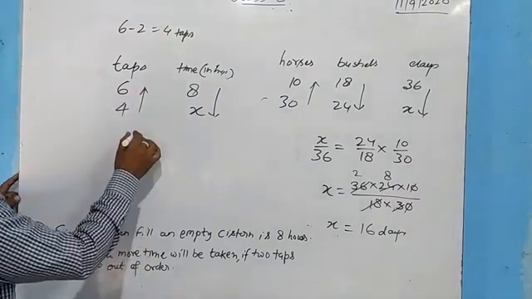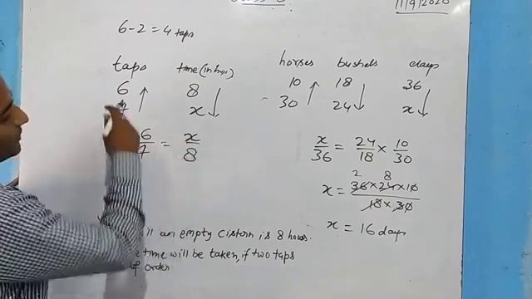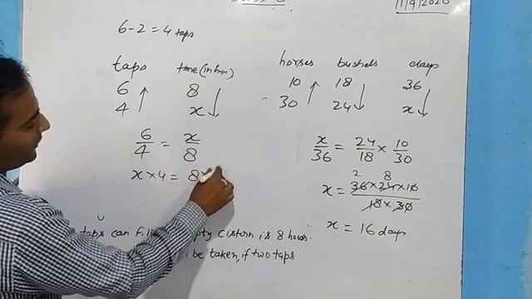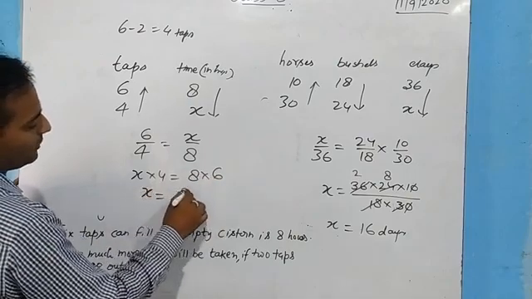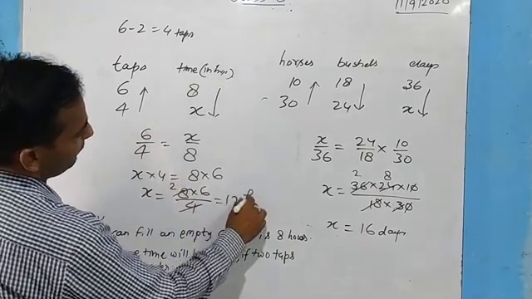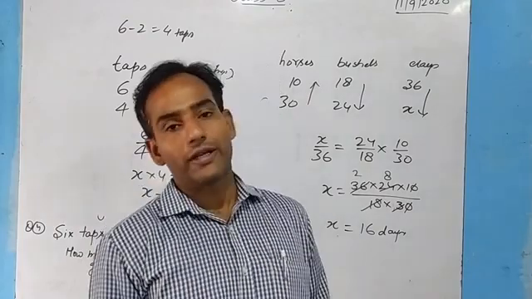Now you can write 6 upon 4 is equal to x upon 8. So we will cross multiply this. x into 4 is equal to 8 into 6. So x is equal to 8 into 6 upon 4. 4 2s are 8, so 2 times 6 is 12 hours. It will take 12 hours if only 4 taps are there.